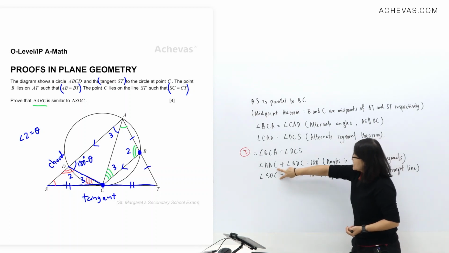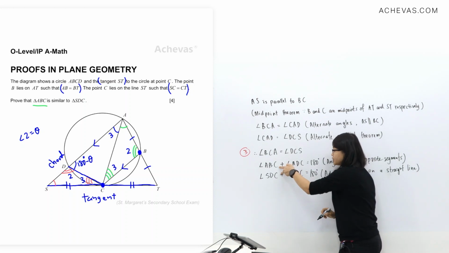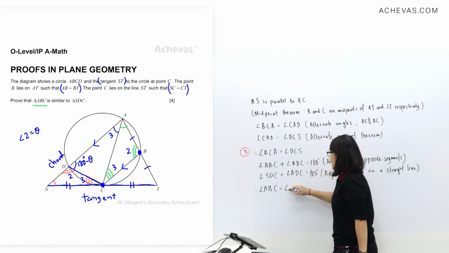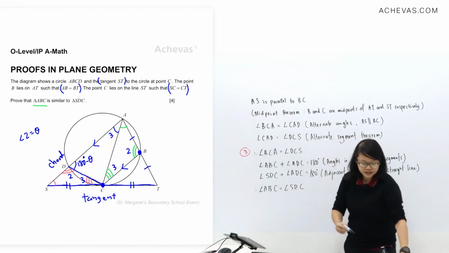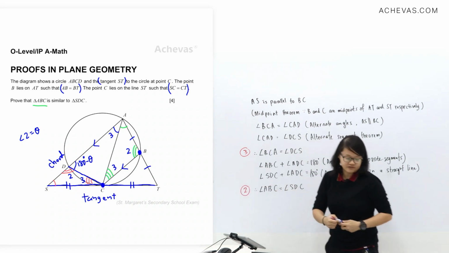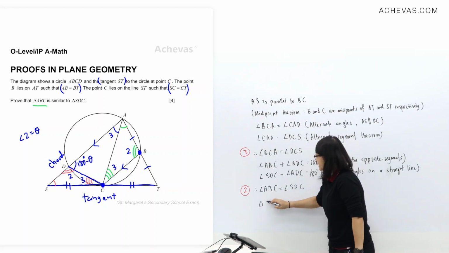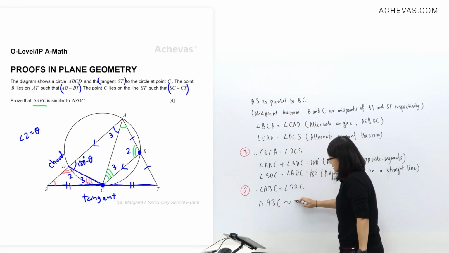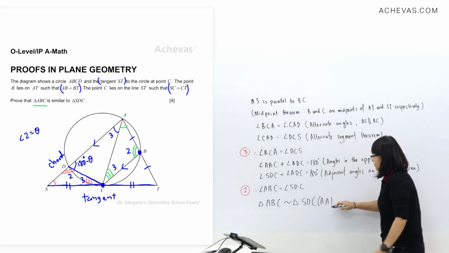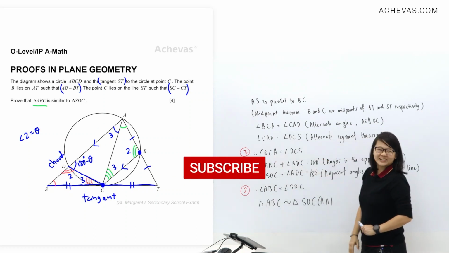And since these two angles, adding with the same angle, give you 180, therefore these two angles must be the same. Let me write it down. Angle ABC must be equal to angle STC. And this one, we have proved that the angle number 2 in green and red, they are the same. And therefore, let me make a conclusion here. We have triangle ABC similar to triangle SDC using the concept of AA, angle and angle. That's all for this question here.